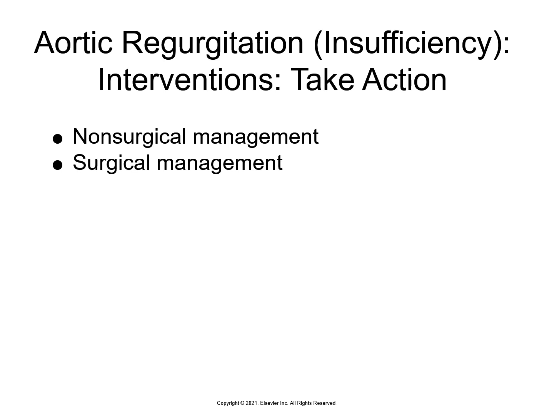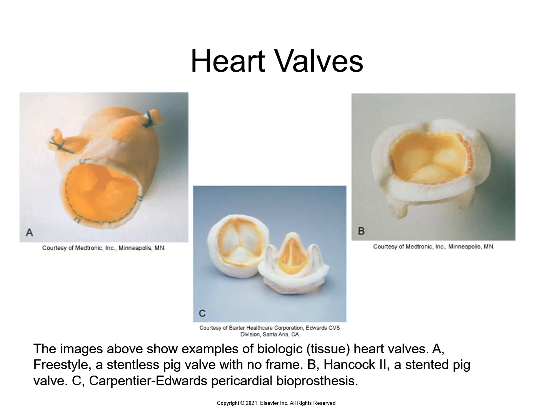Surgical would be open heart surgery, similar to a CABG, coronary artery bypass surgery, grafts, and they would put in a prosthetic valve. That could be synthetic or it could be biological, which is a pig or a cow. This shows you some pictures of valves, and these are the heart valves that can be used.